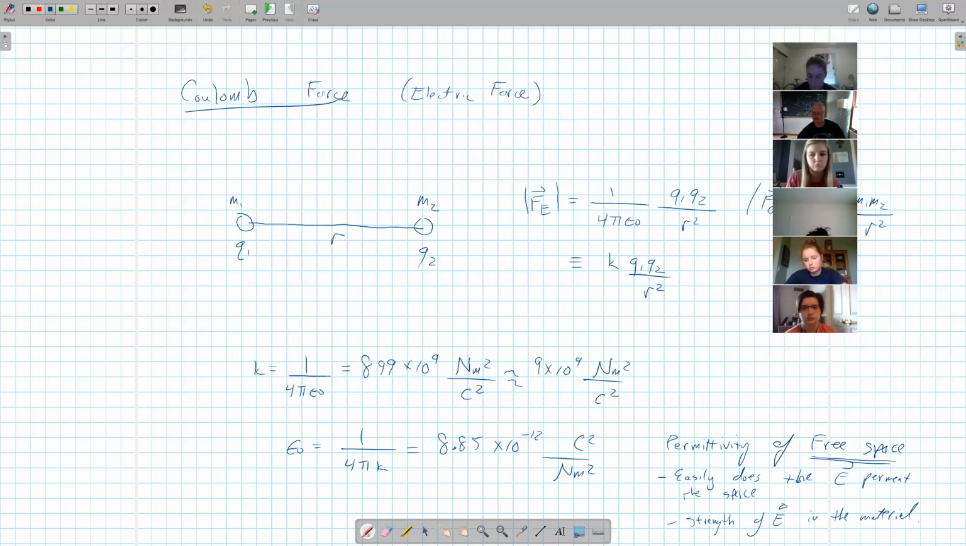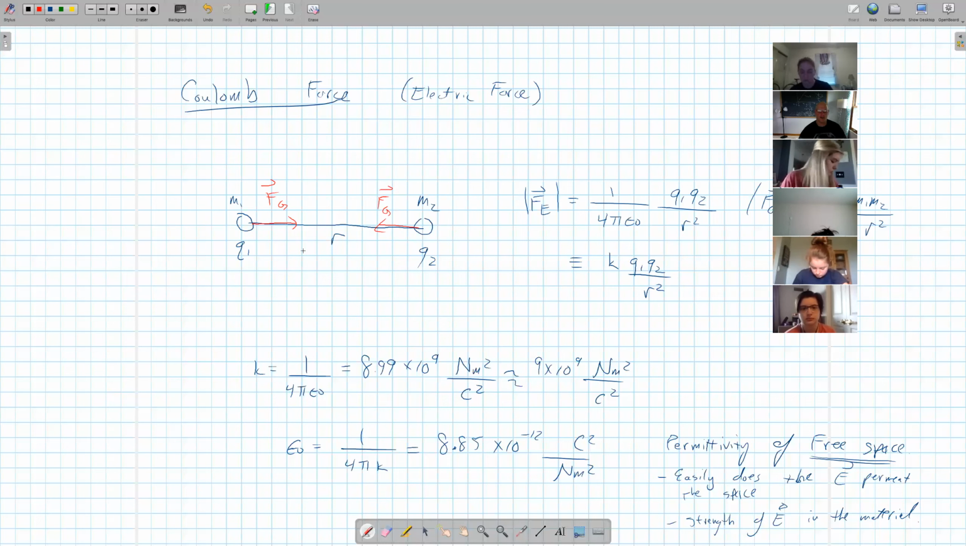What's different, though, is that the gravitational force is always attractive. Meaning that if I look at the gravitational force, m1 is gravitationally attracted to m2, and m2 is gravitationally attracted to m1.